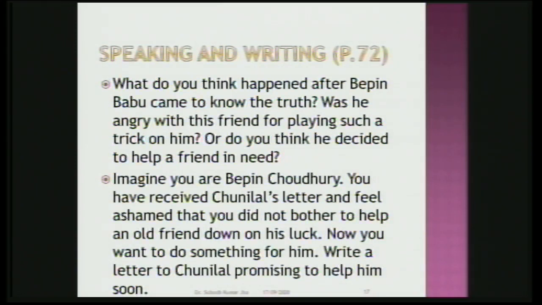What do you think happened after Bepin Babu came to know the truth? Was he angry with his friend for playing such a trick on him? Or do you think he decided to help a friend in need? So that will be for imaginative thinking, free expression. And this is our real objective in language class. Help the students think imaginatively, creatively, and then express, because expression is what matters. And that's why language class has to be there. And since it is English, so yes, English class is there.